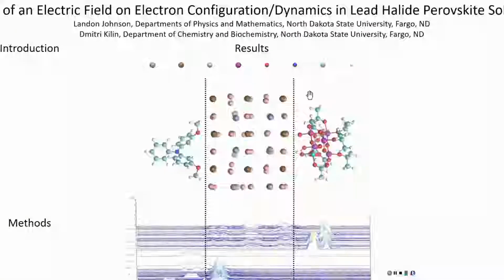So this is the model that I'm looking at, and I made a legend. I haven't labeled it yet, but from left to right, it is cesium, lead, bromine, titanium, oxygen, nitrogen, carbon, and hydrogen.